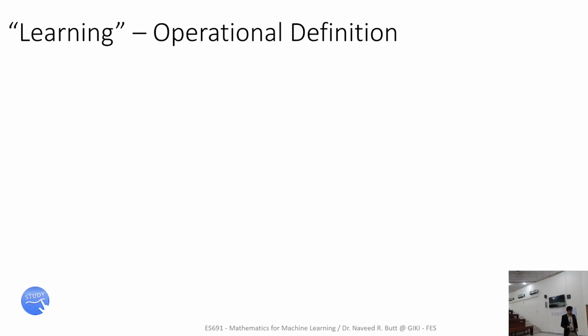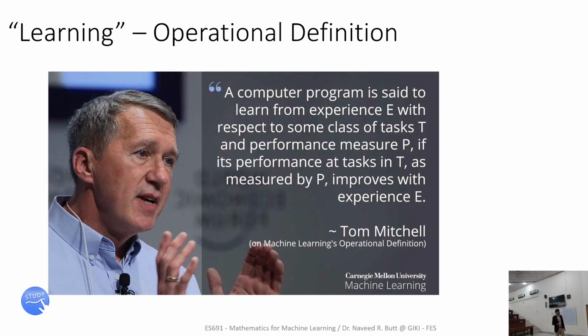We need to have some sort of an operational definition of learning. It's usually attributed to this guy, Tom Mitchell, Carnegie Mellon. I call it an operational definition, meaning it works well for us. Okay, so what is learning? A computer program is said to learn from experience E with respect to some class of task T and performance measure P if its performance in T as measured by P improves with E.